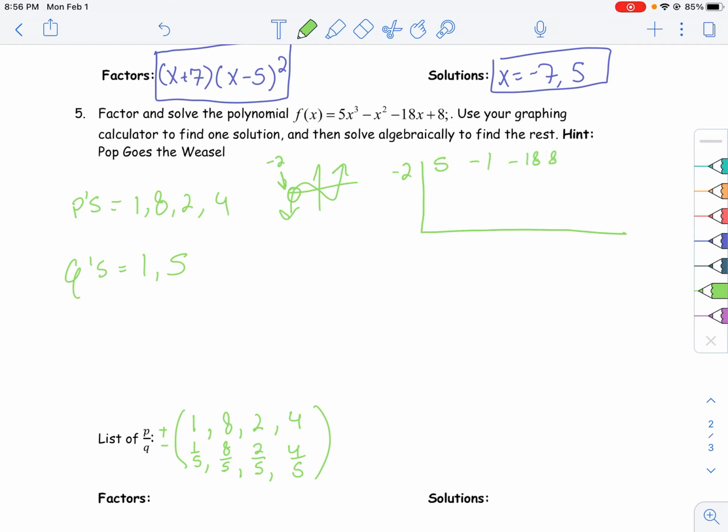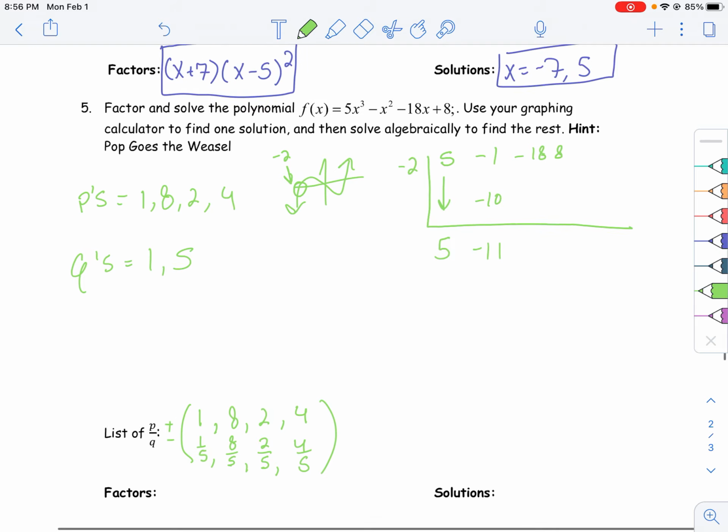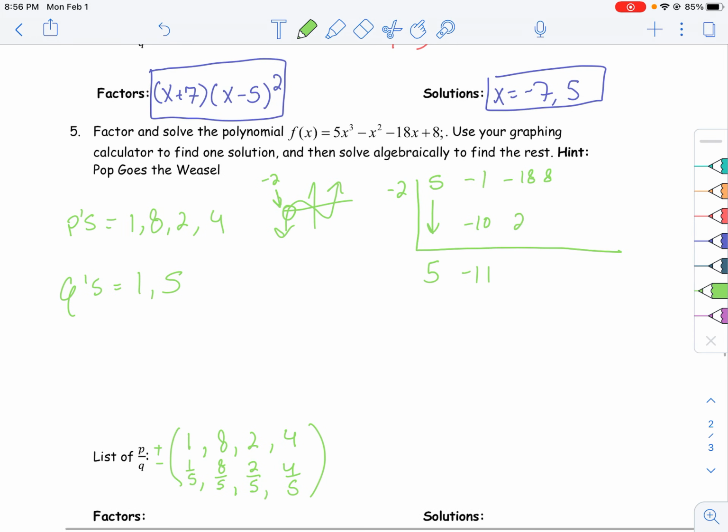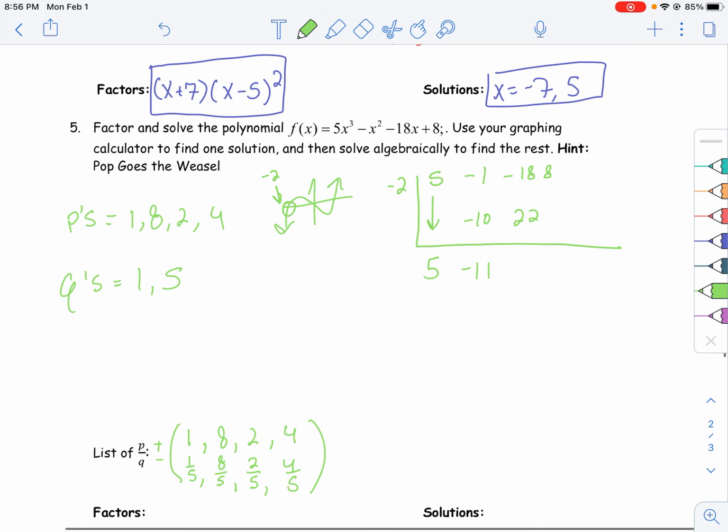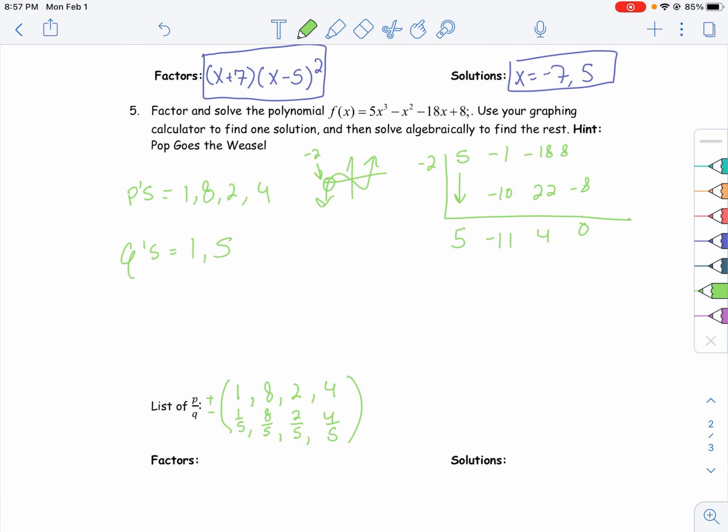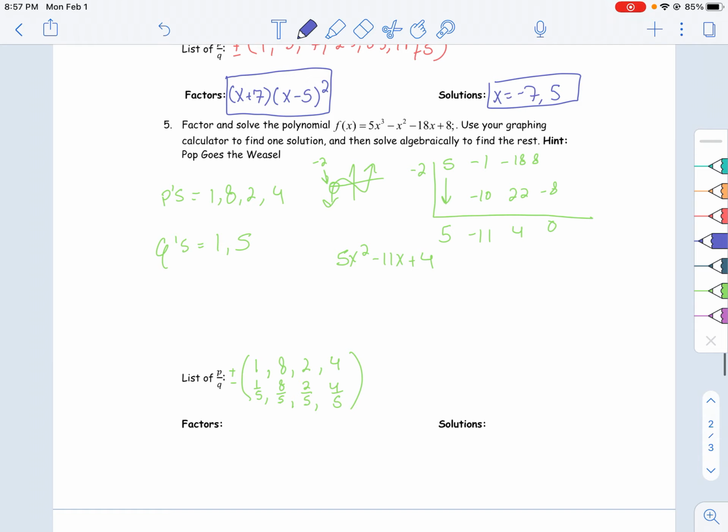So we'd go 5, -1, -18, and 8. Drop down the 5, you get -10, which gives you -11. -11 and -2 is positive 22, which gives you 4, which gives you -8, which gives you 0. So then our equation is 5x squared minus 11x plus 4. This equation, notice the hint says, pop goes the weasel, can actually not be factored.